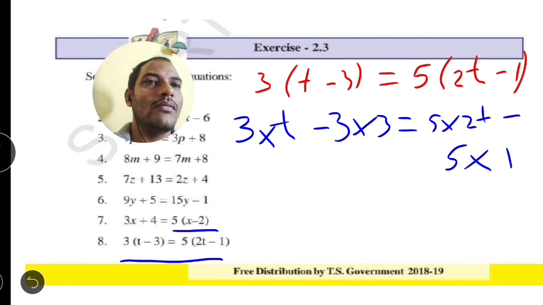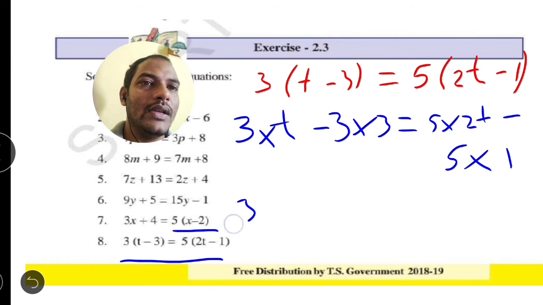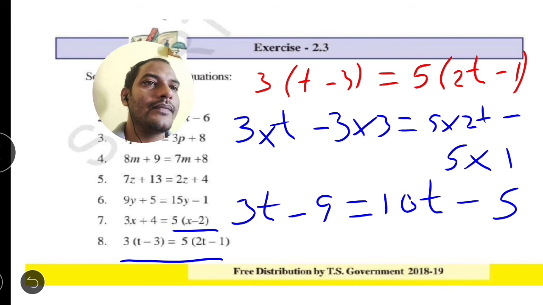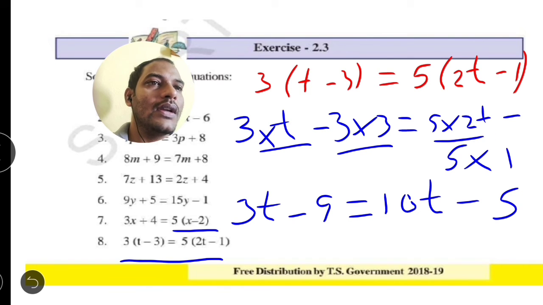3 into t minus 3 into 3, 5 into 2t minus 5 into 1. 3 into t is 3t, minus 3 3s are 9, equals to 5 into 2t, 5 2s are 10, 10t, minus 5 into 1 is 5. Okay, 3 into t, 3t, 3 into 3, 9, 5 into 2t, 10t, 5 into 1, 5.